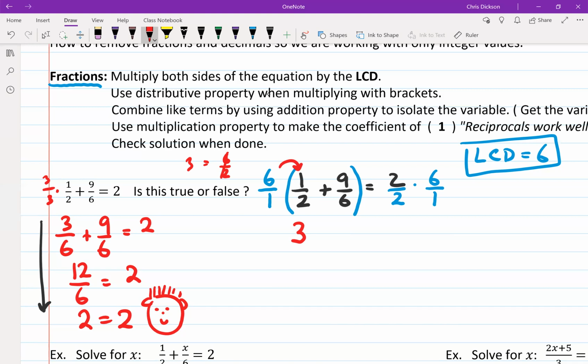So we have to use the distributive property when we have brackets, though. So I have to times the 6 by 1/2, but I also have to times the 6 by 9/6. So 6/1 times 9/6, well, that would be 6 times 9/6. Now I could do 6 times 9 is 54, but why do that? Why not just say 6 divided by 6 is 1?